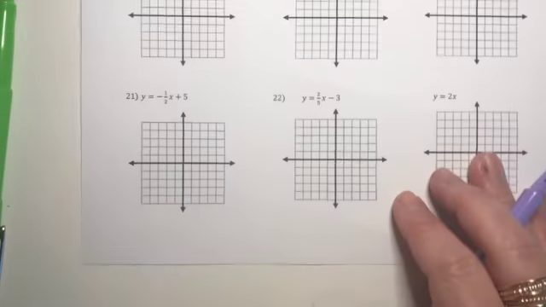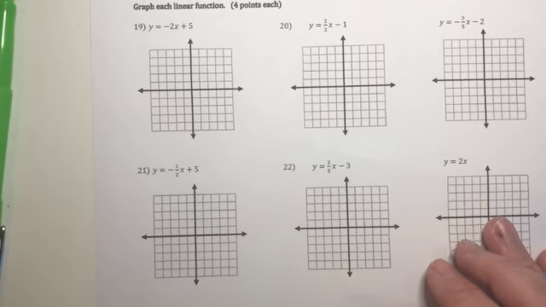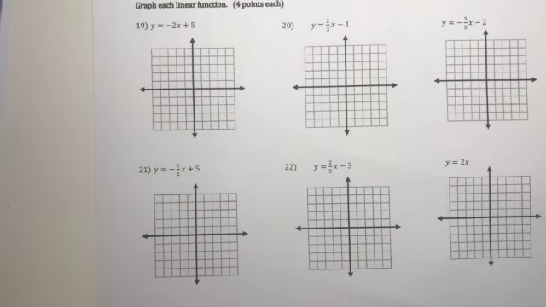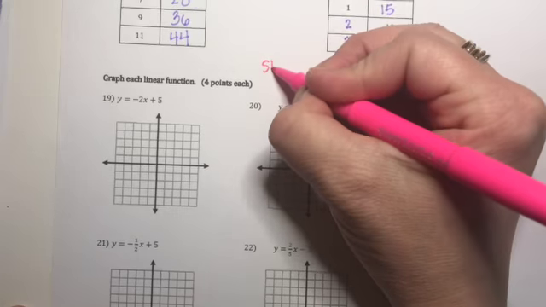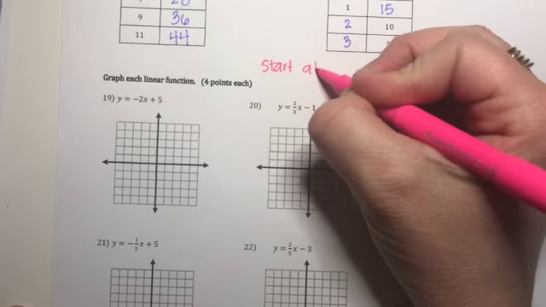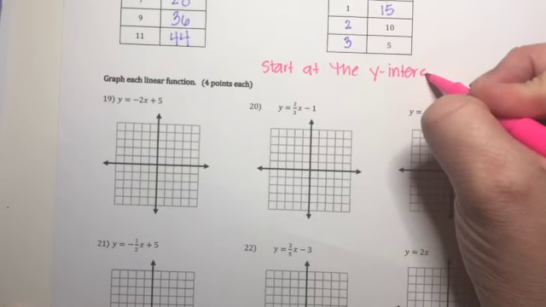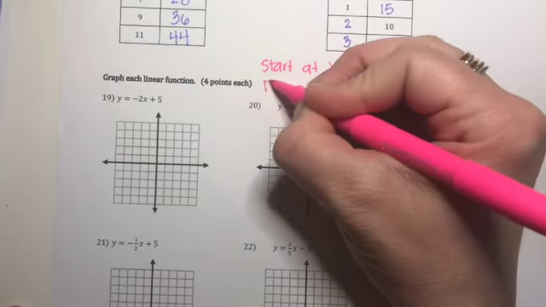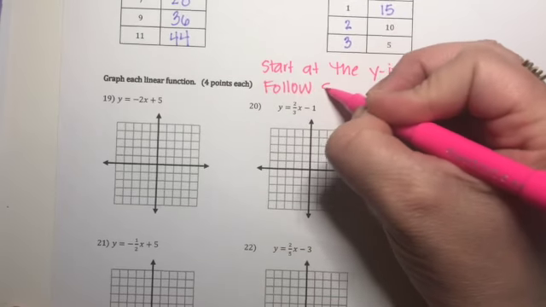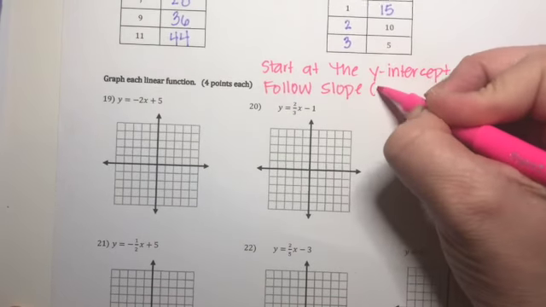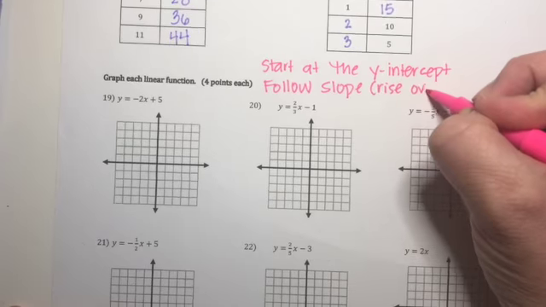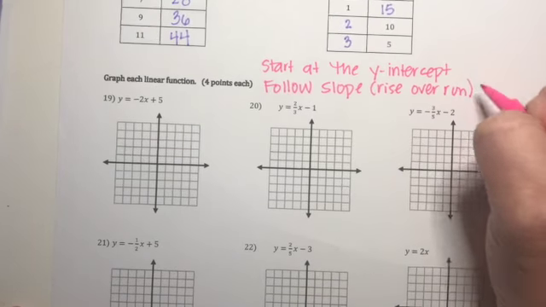Number 19. We're going to start every single time at the y-intercept and then follow the slope, which is always rise over run.